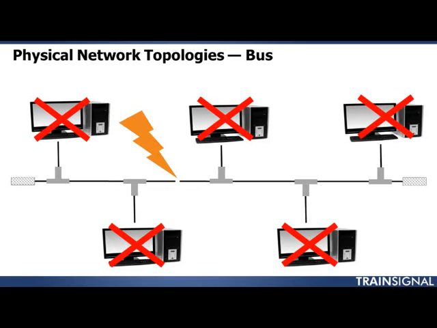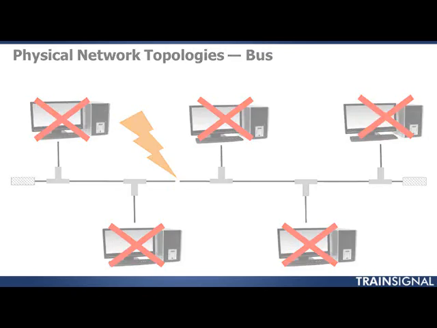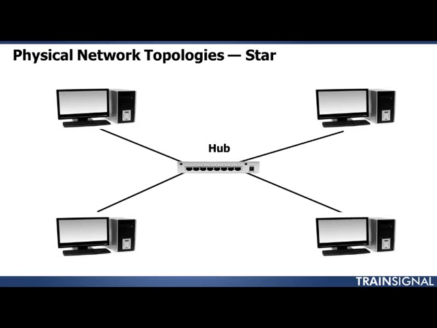And the reason it takes down the entire network is because what do you have when you break that cable there? You have basically an unterminated end of a bus. And if you don't have termination, you don't have a functioning network. So that brings us to the next type of physical network topology we're going to look at.